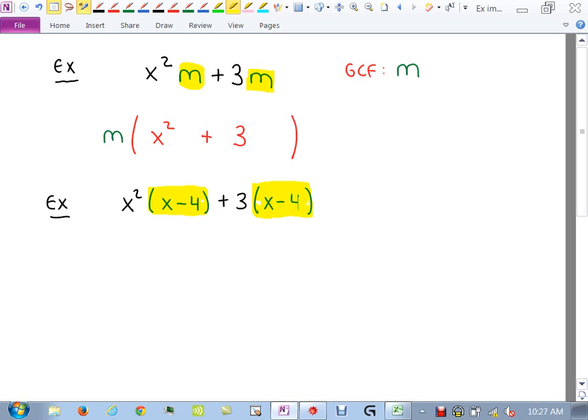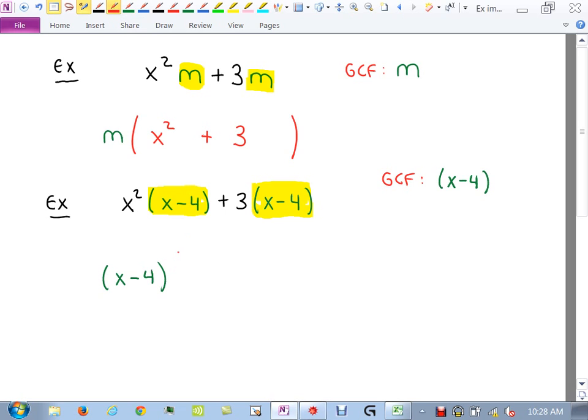Okay, do y'all see that? So according to what I did before, I could write here on the side, my GCF is what? X minus 4 in parentheses, all right? The whole thing. X minus 4. Now what do we do with the GCF? Put it out here, in parentheses.